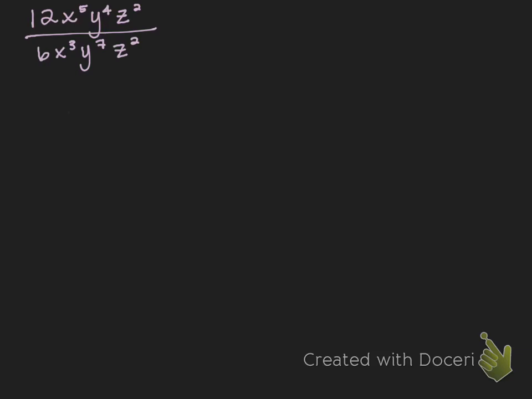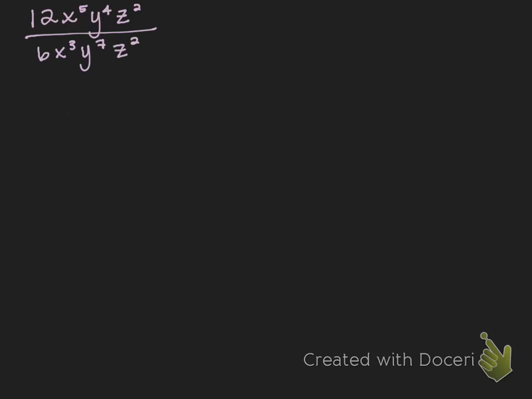So I'm going to take the quantity 12x to the fifth y to the fourth z squared, and I'm going to divide it by the quantity 6x cubed y to the seventh z squared. Remember that between each of these variables and the coefficient is an implied multiplication, so really we're taking 12, multiplying it by x to the fifth, multiplying that by y to the fourth, and multiplying that by z squared. And then similarly in the denominator we're taking 6 times x cubed times y to the seventh times z squared.